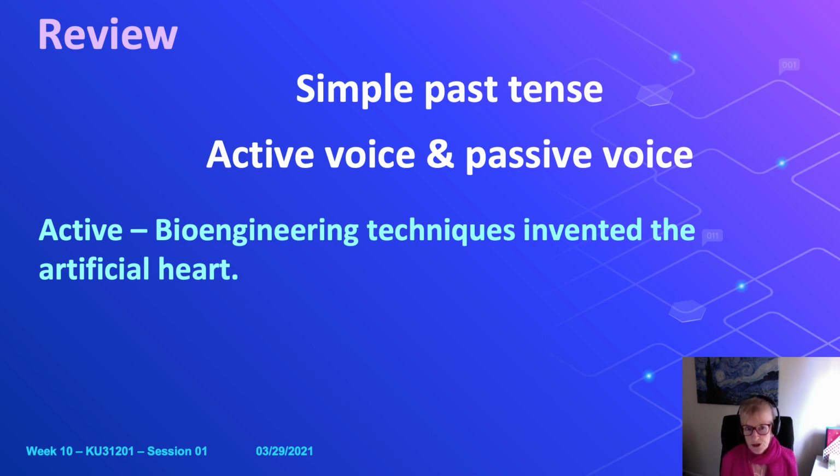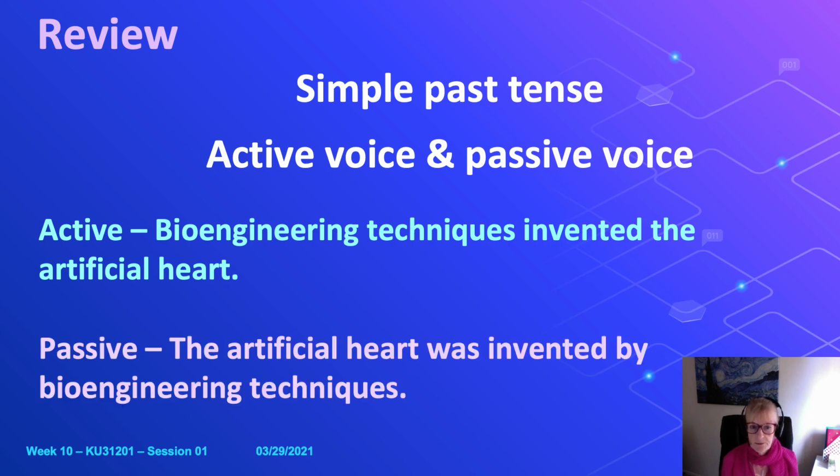And if we want to turn that around and make it a passive voice sentence, we need to swap a couple of things over. So now we're going to make the object of the active sentence the first thing in our passive sentence. So it changes to: the artificial heart was invented by bioengineering techniques. So that's just a quick refresher of the work that we did last week with active voice and passive voice.